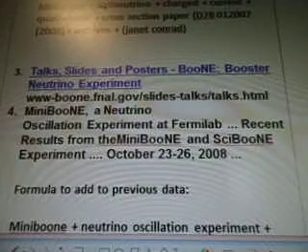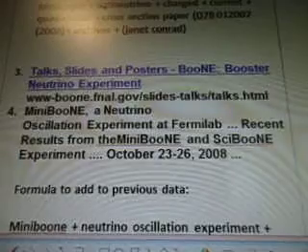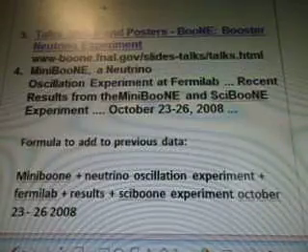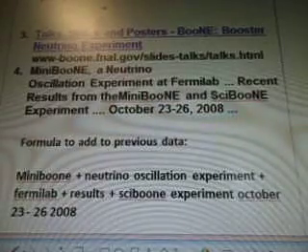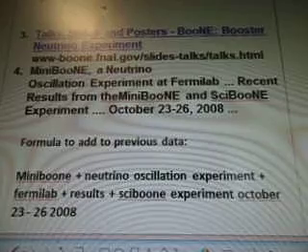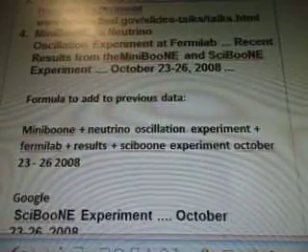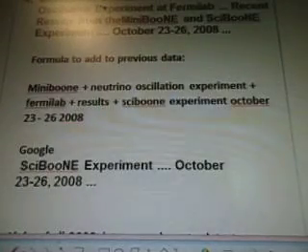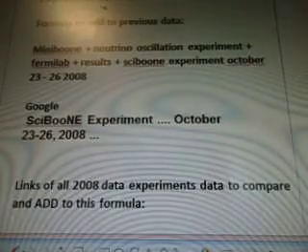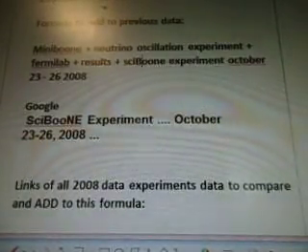Talks, slides, and posters, BooNE Booster Neutrino Experiment, www.boone.fnal.gov, MiniBooNE and Neutrino Oscillation Experiment at Fermilab, recent results from the MiniBooNE and SciBooNE experiment, October 23rd to 26th, 2008. Formula to add to the previous data, MiniBooNE plus Neutrino Oscillation Experiment, Fermilab results plus SciBooNE. I better make it look the way it's supposed to be.